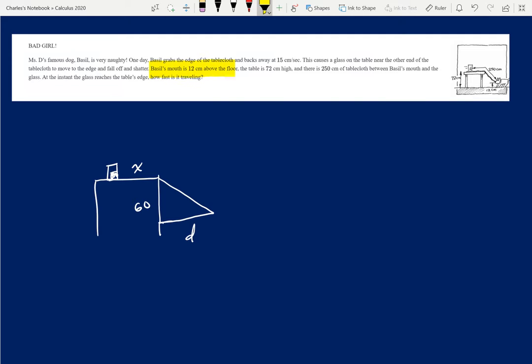Basil's mouth is 12 centimeters above the floor. The table is 72 centimeters high. There's 250 centimeters of tablecloth between Basil's mouth and the glass. And Basil is backing away at a rate of 15 centimeters per second. This is a related rates problem.